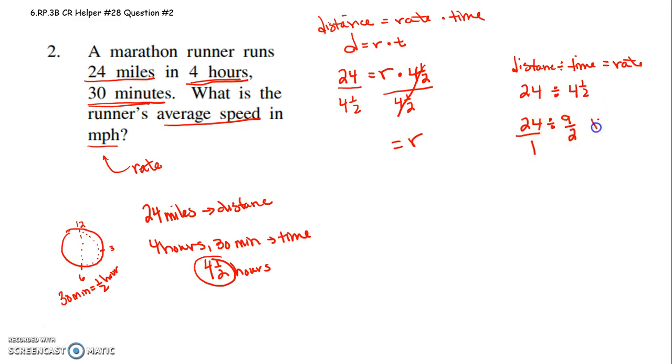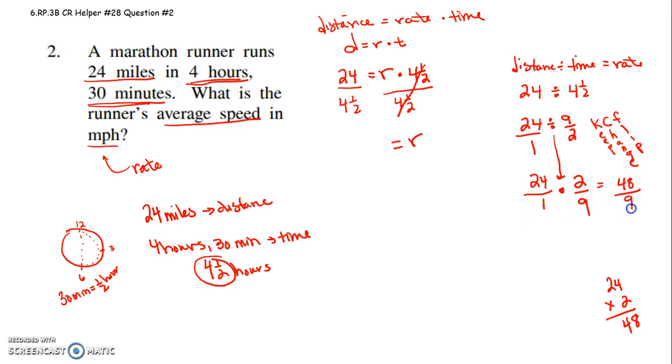When we're dividing, a lot of your teachers say keep, change, flip. Keep that first fraction, change your division to multiplication, and flip over that second fraction. So we're going to keep our first fraction, change our division to multiplication, and then we're going to flip over that second fraction, make it 2 over 9. At that point, I can multiply straight across the top, straight across the bottom. Well, 24 times 2 is 48. If you need to long multiply, 2 times 4 is 8, 2 times 2 is 4. So that's 48 over 1 times 9 is 9.